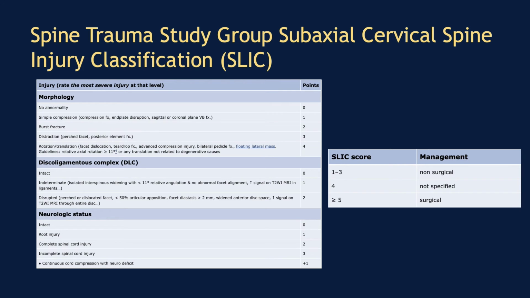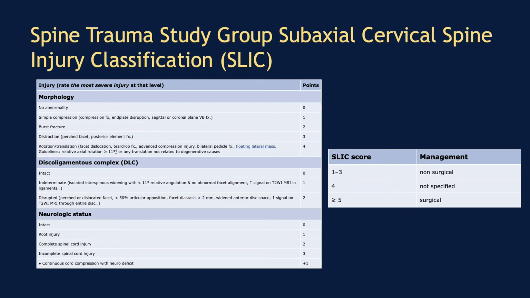The Spine Trauma Study Group Subaxial Cervical Spine Injury Classification, SLIC, basically categorizes fractures depending on morphology, integrity of the disco-ligamentous complex, and neurologic status, which are incorporated into the score. The score then becomes 1 to 3 should be managed non-surgically, 4 is a surgeon's choice, and 5 or more warrants surgical management. It's important to keep in mind that ultimately the loading force determines the fracture pattern observed.